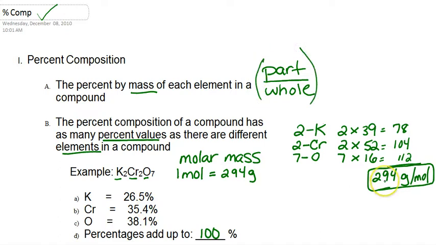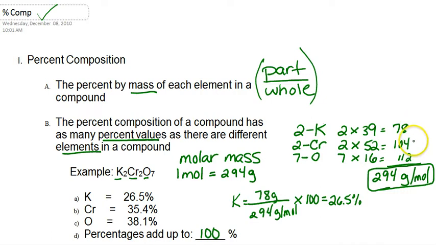So if I want to know the percentage of potassium in this overall compound, I'm going to take the mass of just potassium. So to figure out the percentage for potassium, I'm going to take 78 grams divided by 294 grams per mole, multiply that by 100. And then you should end up with 26.5%. And really, technically, each of these 3 should be gram per mole. So the unit cancels out and you end up with a percentage.